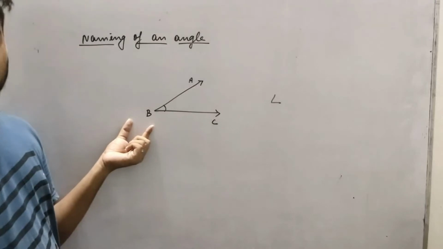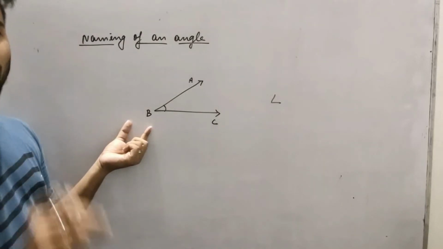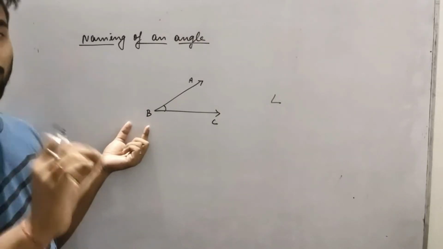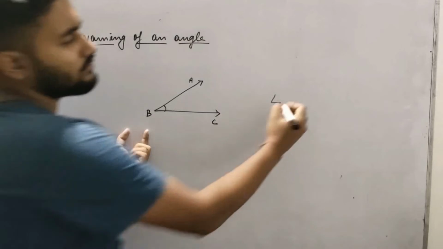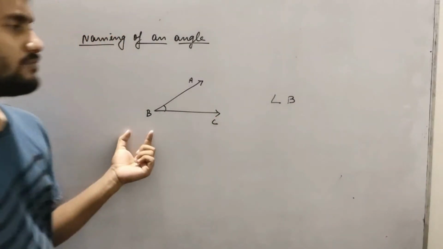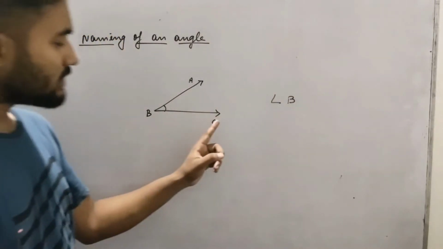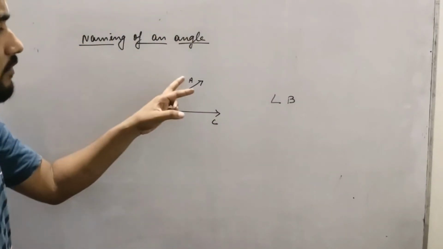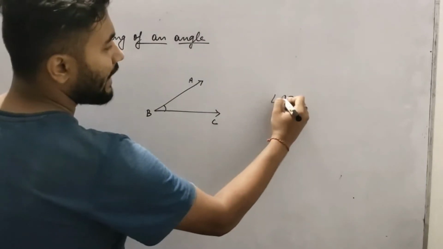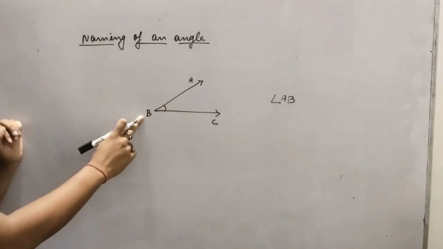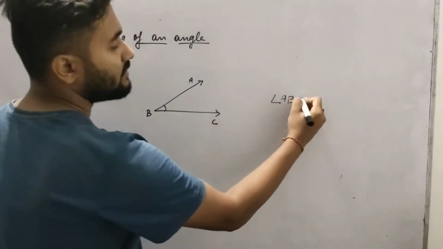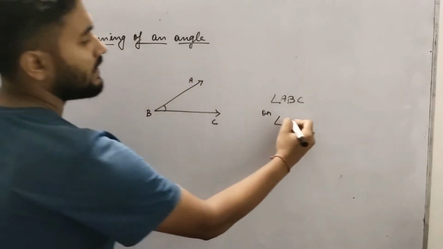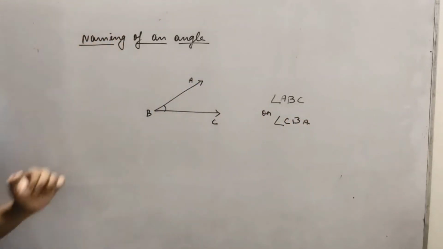Now how will we name this angle? Remember, this was the vertex. So the vertex will always stay in between. Understood? Now it is up to you. You can start from here and you can start from here also. Say I start from here: A, then vertex in the middle B, and then C. A, B, C. Or you can start from C also: C, B, A. So this is how we name an angle.